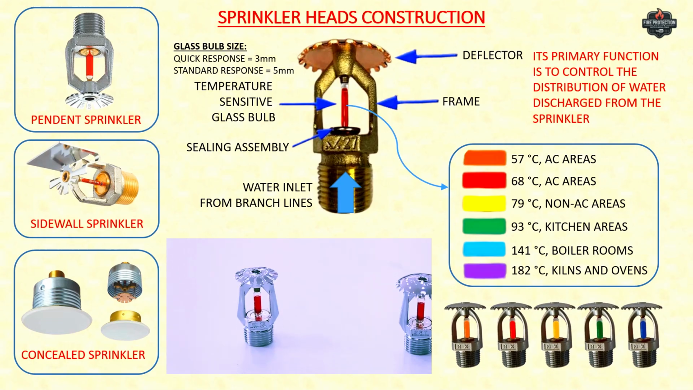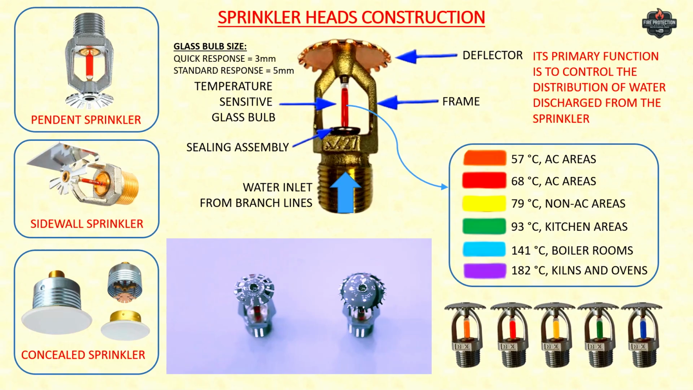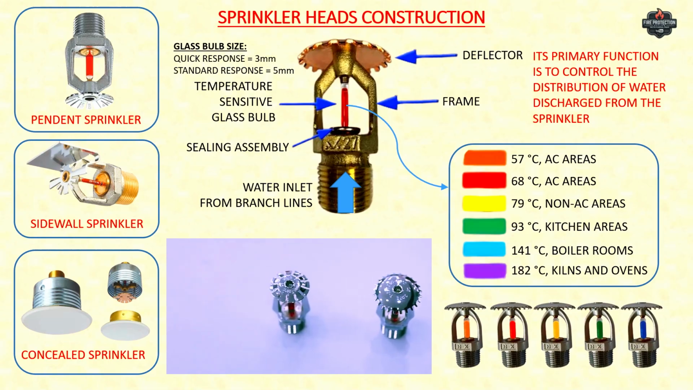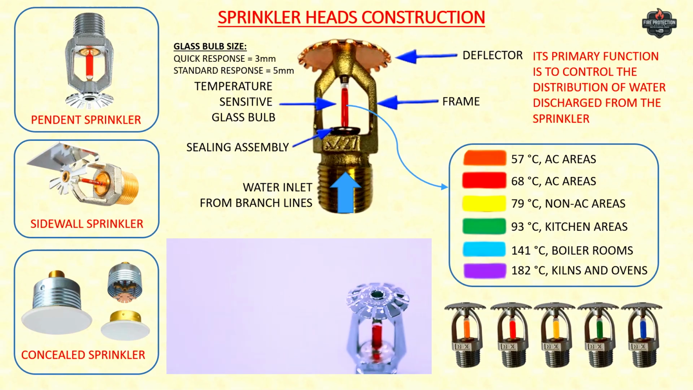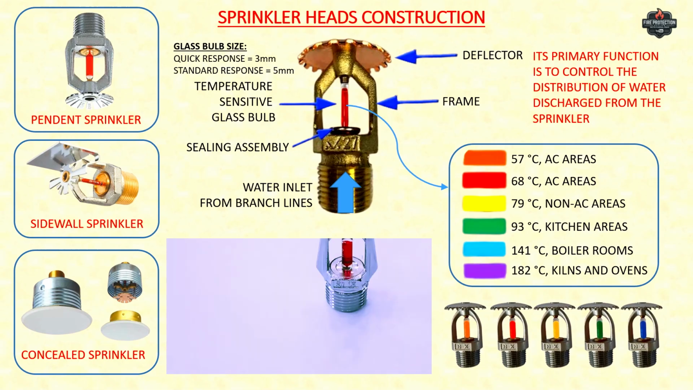The first is the upright sprinkler. Here the deflector is positioned on the top of the sprinkler and the water is distributed in a circular pattern above the sprinkler. These sprinklers are often used in areas where ceilings are exposed. That means there is no ceiling in that area, like basement car parking or big warehouses.